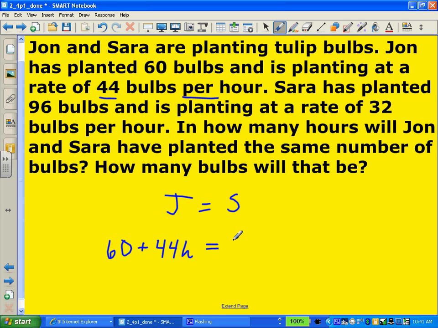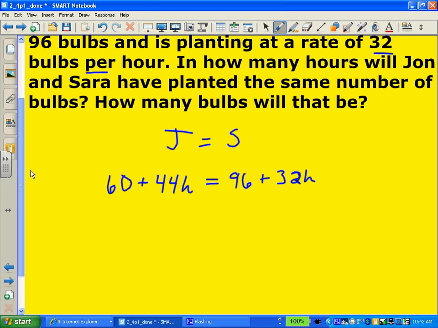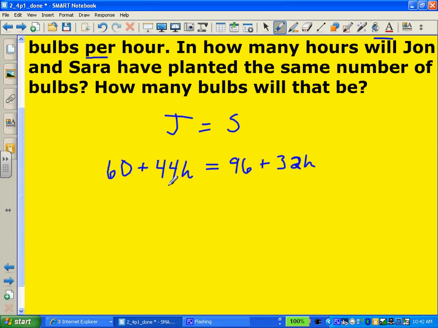Now let's write an equation for Sarah. Well, Sarah started at 96. She's already ahead of John to start out with. But she's a little bit slower, so she's planting at 32. And again, here's our word per. 32 times H for hours. So there's the equation for Sarah. Now the question is, when will these be equal? So I need to solve this for H to tell me how many hours it will take before they've planted the same amount of bulbs.